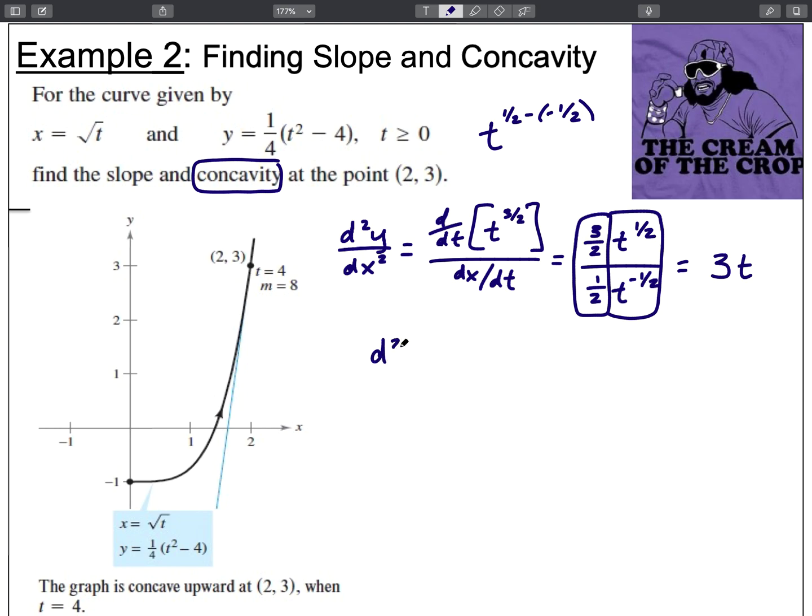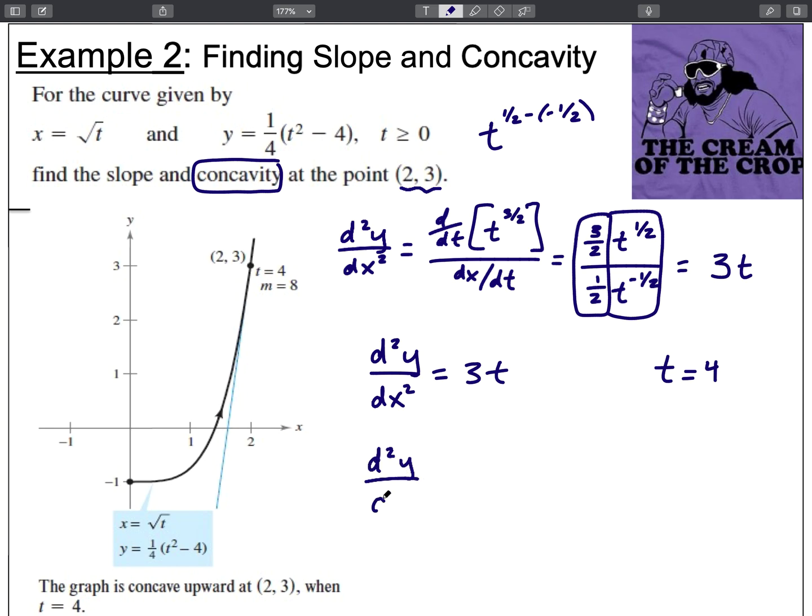So let's just write it here. The second derivative is going to be 3t. So now we want to know what is the concavity, again at the point 2, 3. We've already done the hard work to find out that at the point 2, 3, the parameter time behind the scenes is going to be 4. So all we have to do is just plug that in.